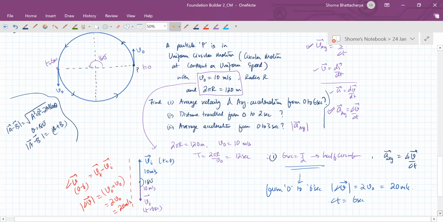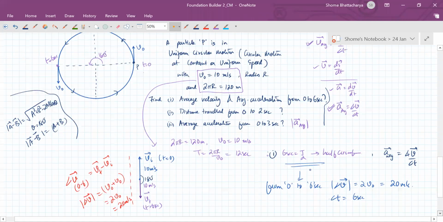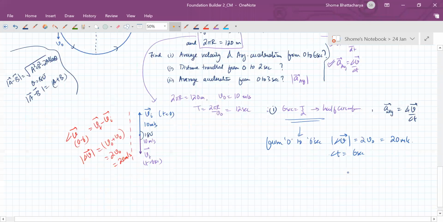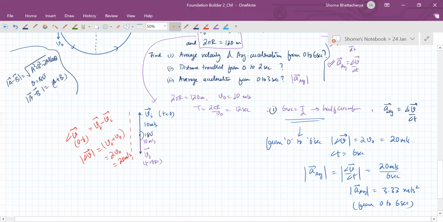Okay. So the first thing I'll get is the magnitude of average acceleration will become magnitude of delta v by delta t. So that is 20 meters per second divided by 6 seconds. So that is 10 by 3, or 3.33 meters per second squared. This is my magnitude of average acceleration from 0 to 6 seconds. This is the part I actually added. Later I added that you also want to calculate average acceleration.